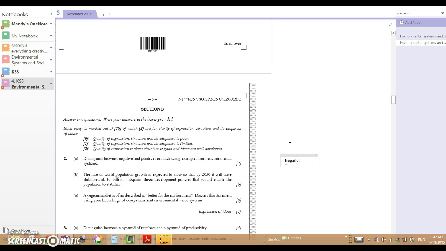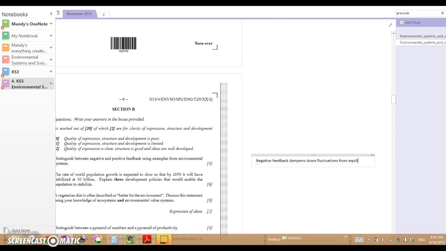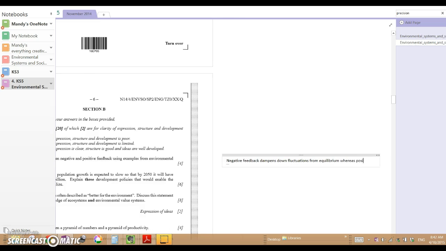So negative feedback dampens down fluctuations from equilibrium, whereas positive feedback increases away from the equilibrium, either leading to instability or to a new equilibrium. Okay, and for example then, we could say positive feedback.